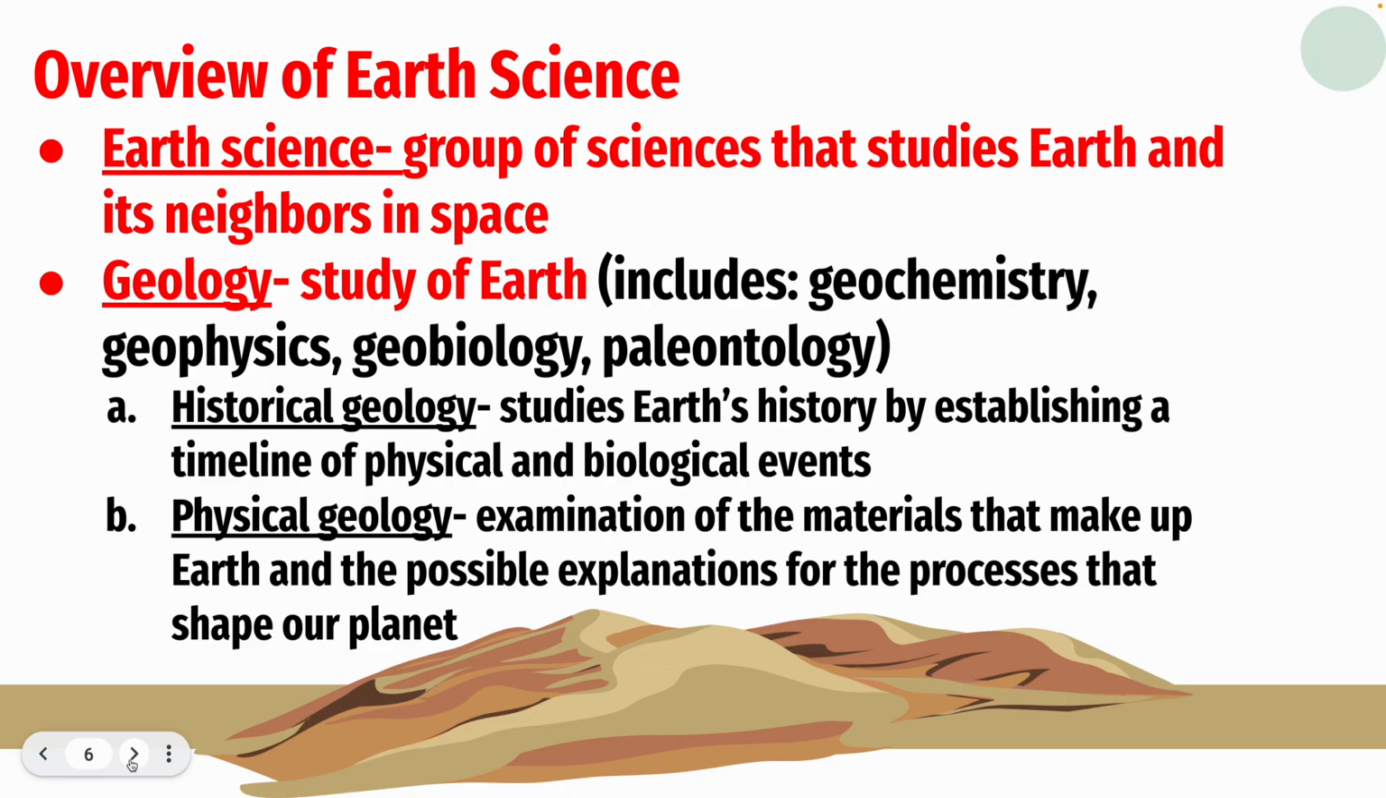So one of the good things about science is a lot of those words that you heard in there, if you know the prefix or those root words, they really clue you into what they actually mean. So, overview of Earth science. Earth science is a group of sciences that study Earth and its neighbors in space. It actually encompasses a lot of things, as you just saw in the video there.